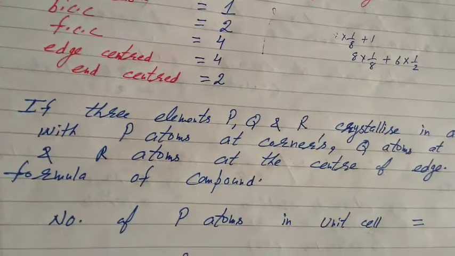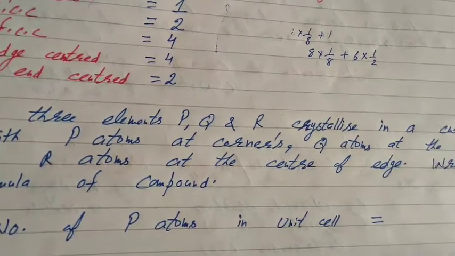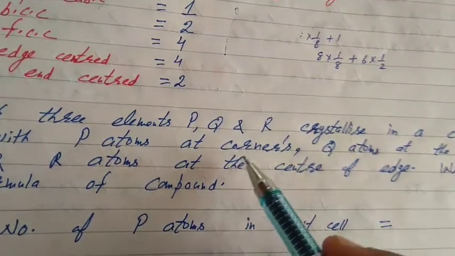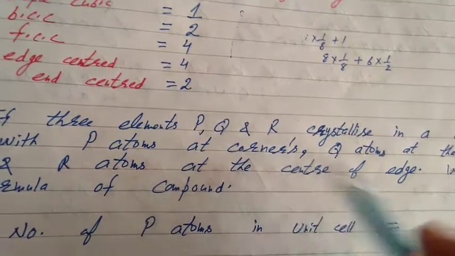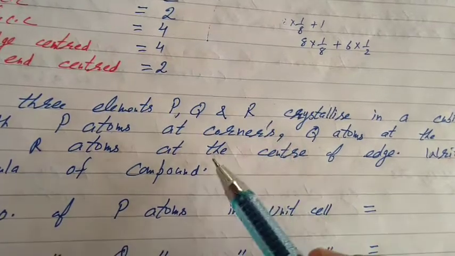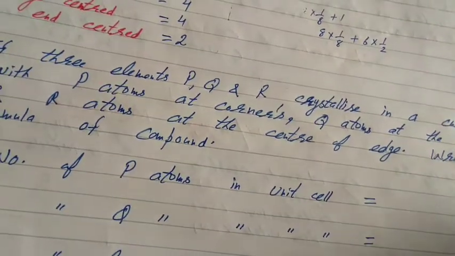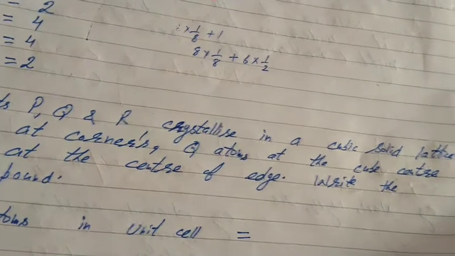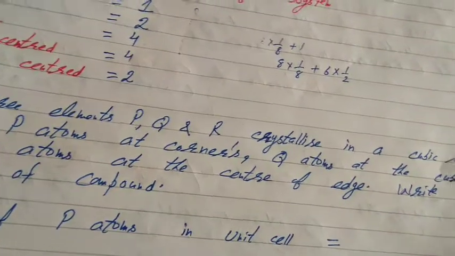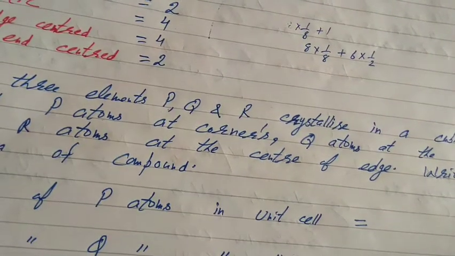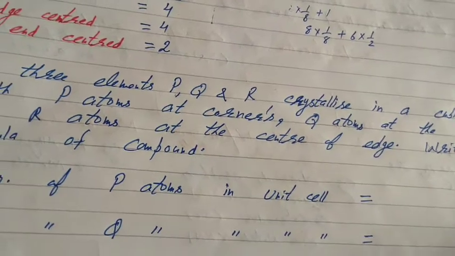The statement is: 3 elements P, Q, R crystallize in a cubic crystal system with P atom at corner, Q at center, and R at the center of edges. What is the statement in the question? 3 elements P, Q and R crystallize in a cubic solid lattice, that is cubic crystal system, with P at corner, Q at cube center and R at the center of edges. Write the formula of the compound.